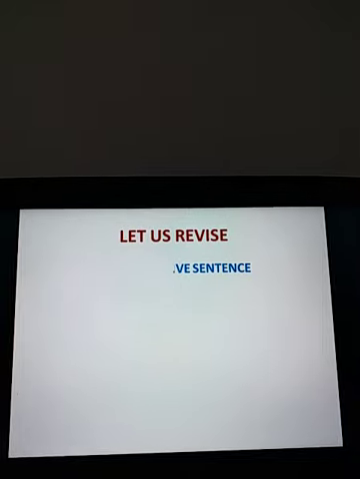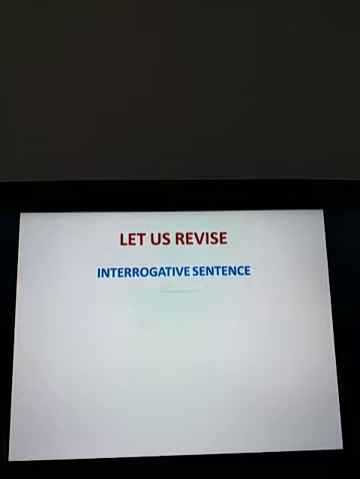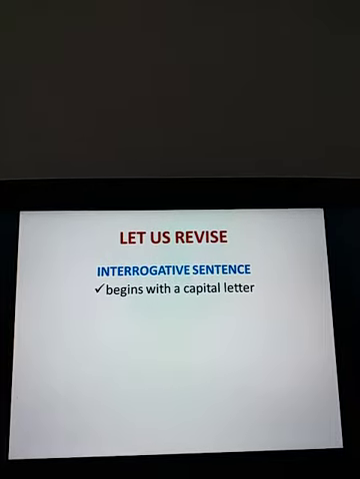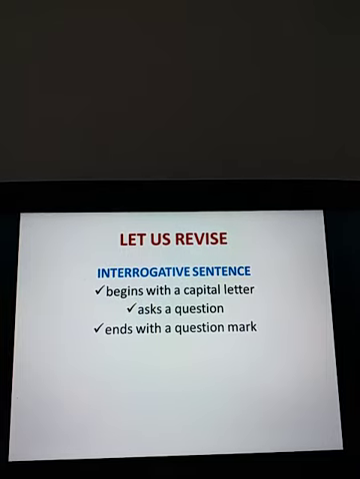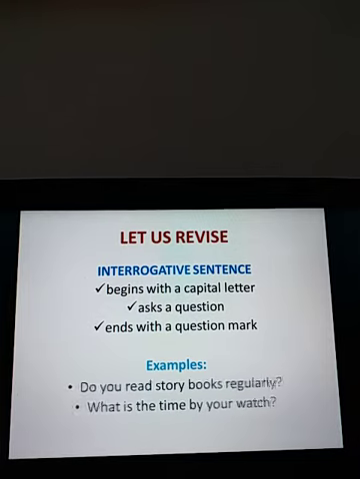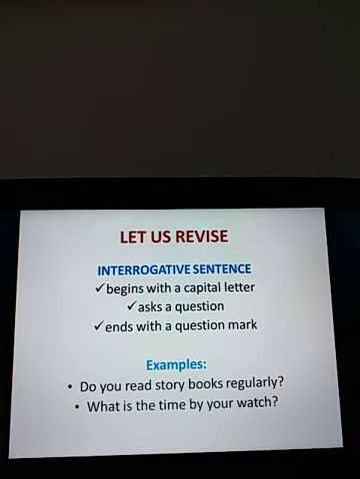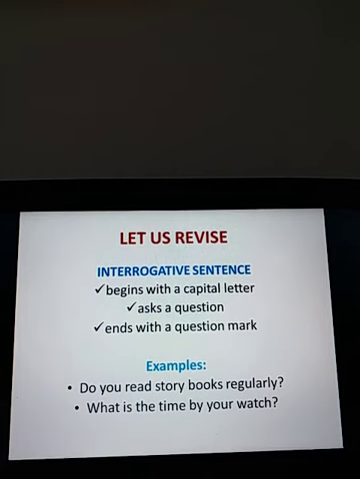Time to revise interrogative sentence. Now, what is an interrogative sentence, children? Begins with a capital letter, asks a question, ends with a question mark. Examples: Do you read storybooks regularly? What is the time by your watch?